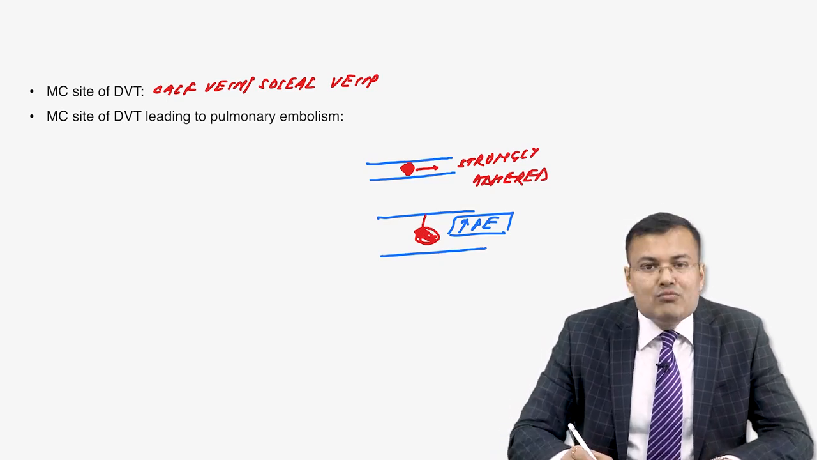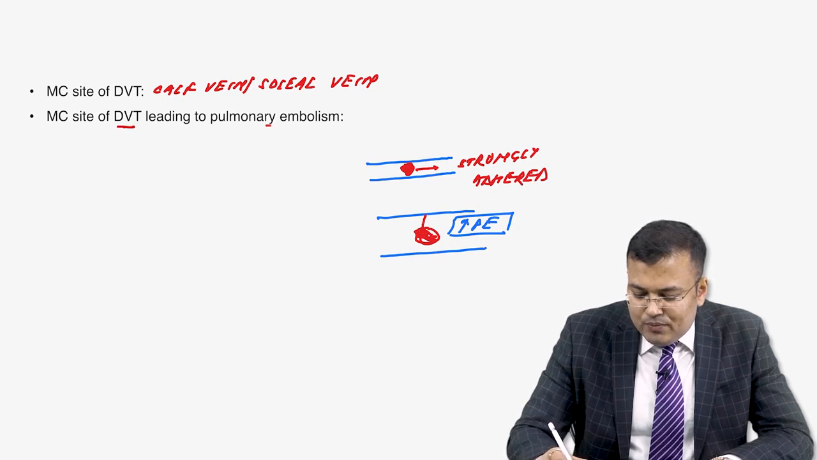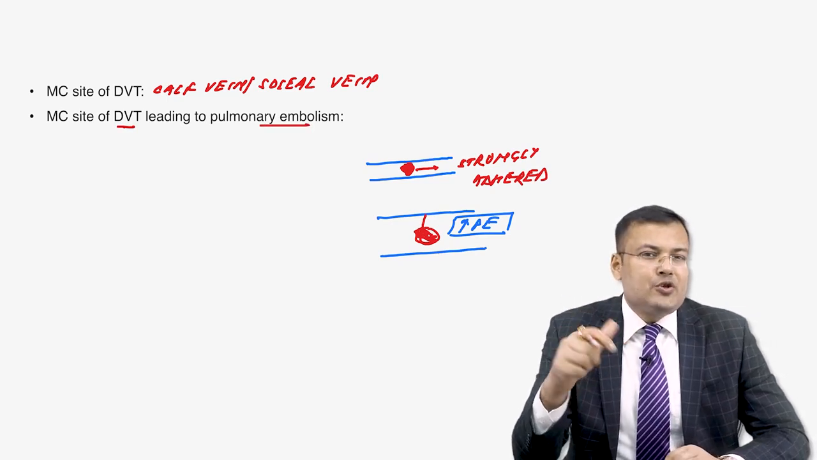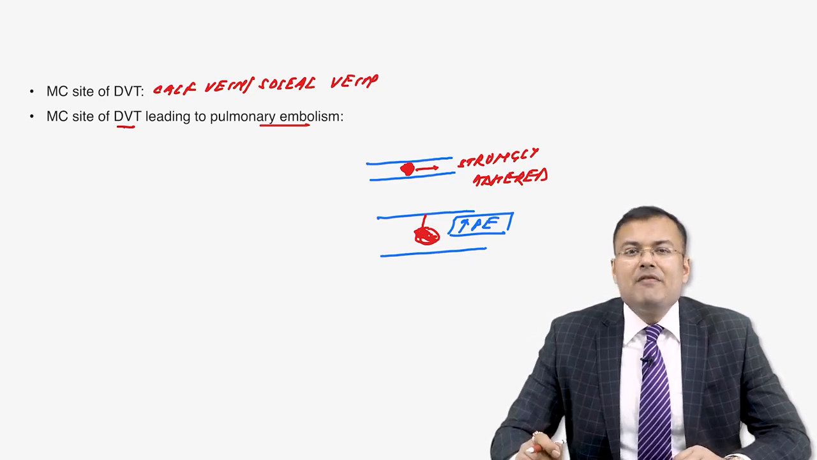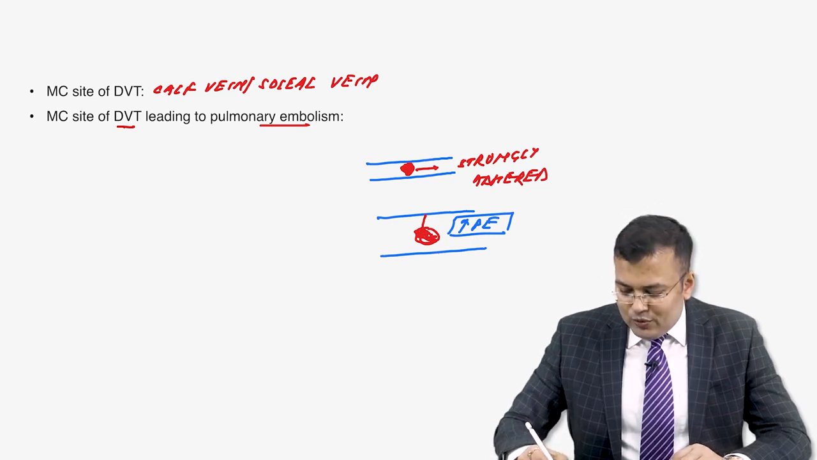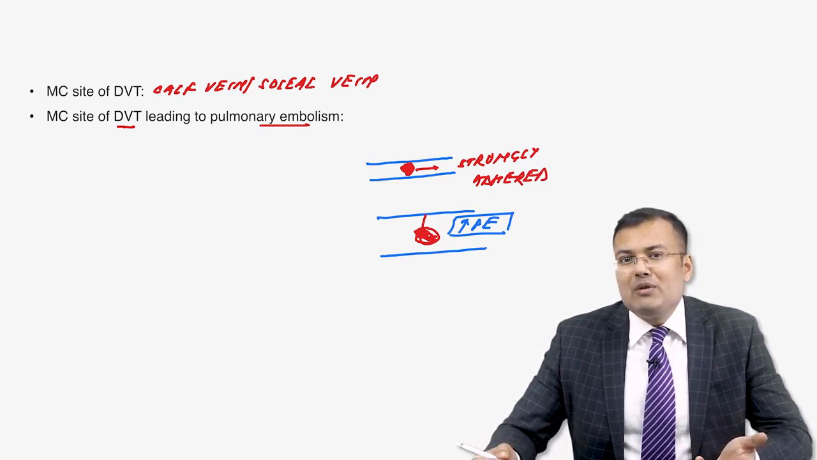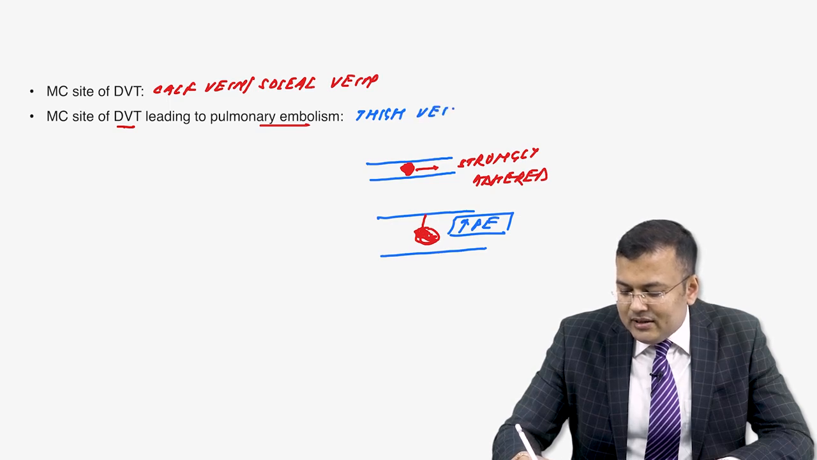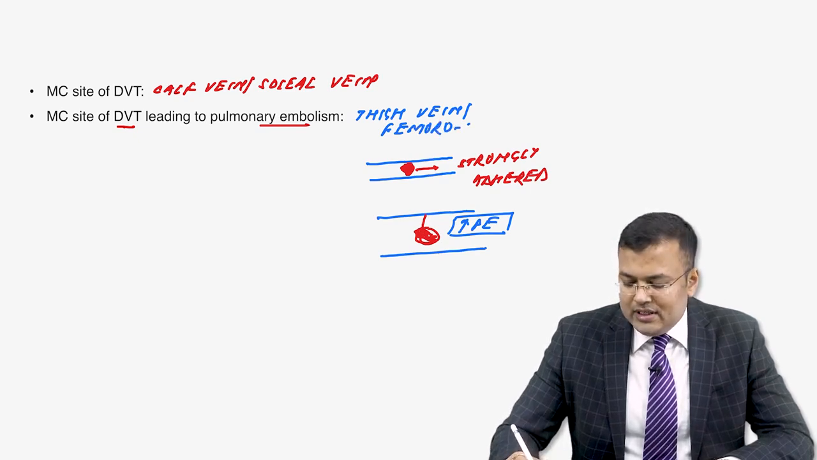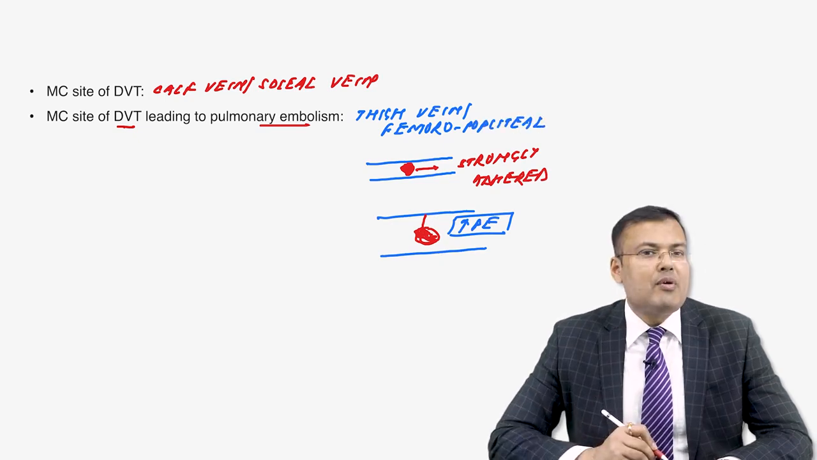So you can see here, the most common site of DVT leading to pulmonary embolism. The diameter should be larger. And what is that vein? Thigh vein. What is the other name? Femoropopliteal vein. So the most common site of DVT leading to pulmonary embolism is the thigh vein, the femoropopliteal vein.